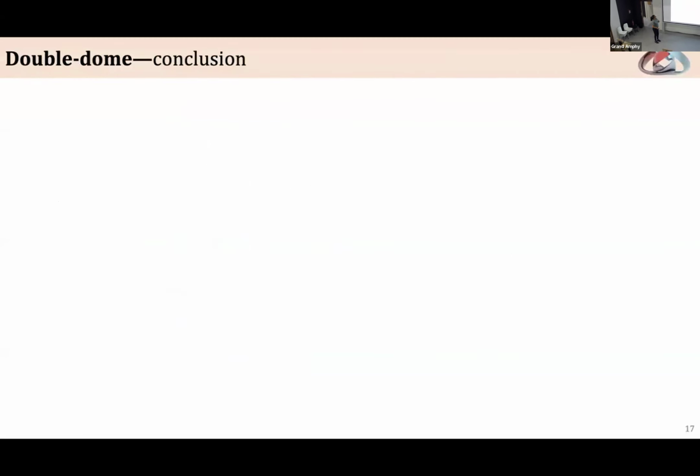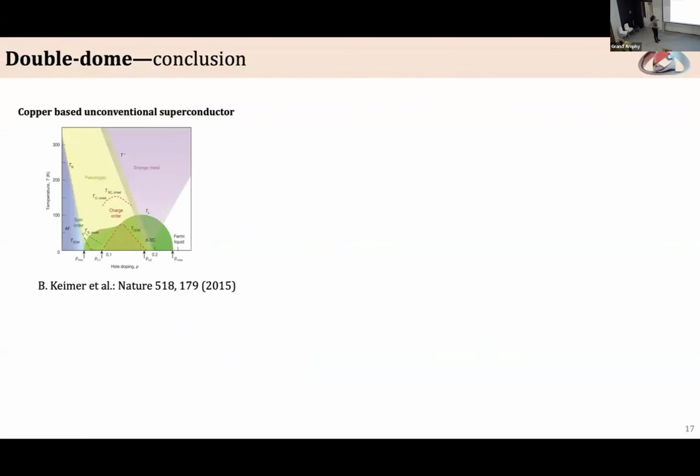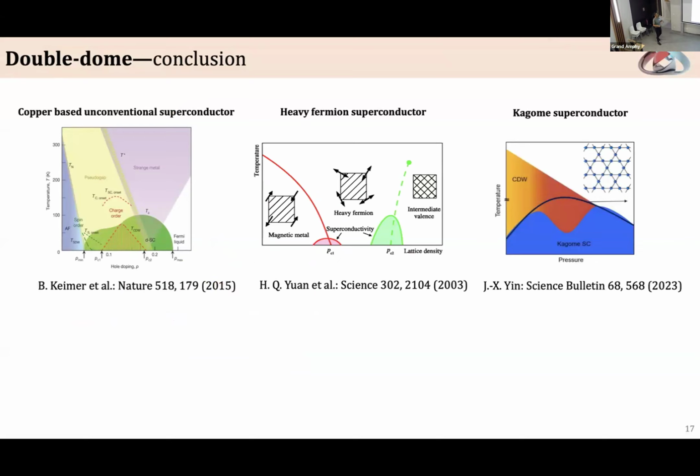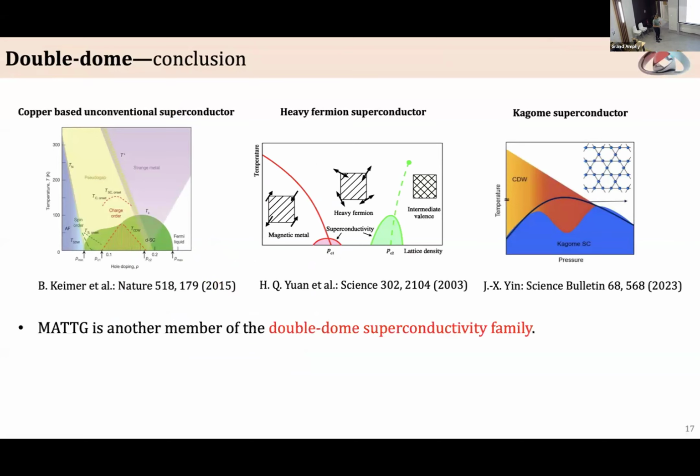Thank you. So the conclusion of the double dome part is that this has been seen in other materials and is kind of curious. It's not so straightforward. We don't see double dome in everyday materials, and hence I would like to say this is another member of the double dome superconductivity. I'm in no way telling you that I'm going to solve the high temperature superconductor problem, or even drawing any analogy to it. I'm just saying it also shows similar behavior.